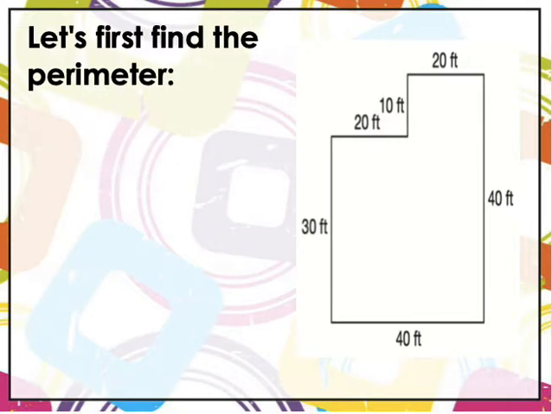So to find the perimeter, we're going to do the same thing as we normally would and add up all the sides. Now when we add up all the sides, we see that 20 plus 10 is 30, plus 20 is 50, plus 40 is 90, plus 40 is 130, plus 30 is 160. So I know that my perimeter is 160 feet.